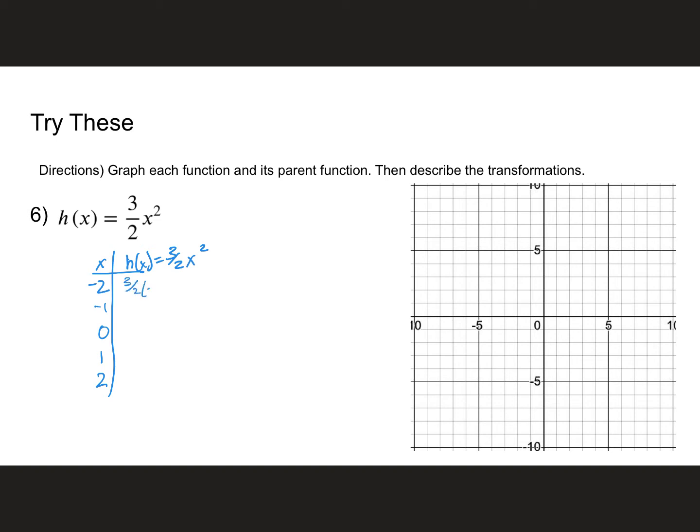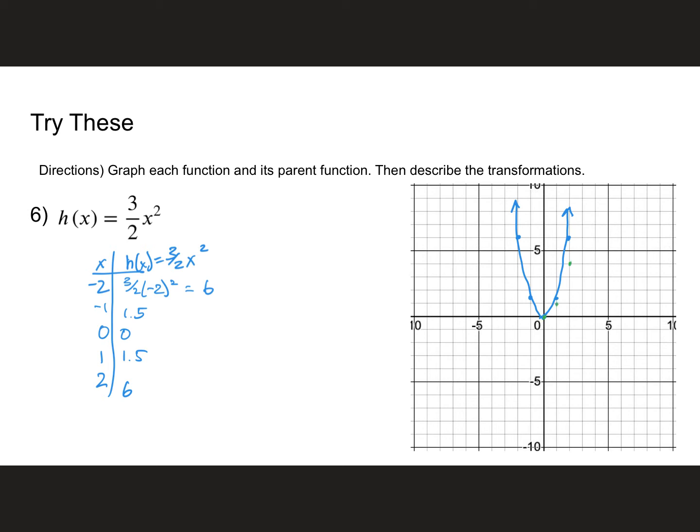So let's say we'll do 3 over 2 times negative 2 squared. I do that math, bust out my calculator. I get 6. I'll get 1.5, 0, 1.5, and 6. So I'll go out here and I'll plot these points. So negative 2, 6 is up here. I got negative 1, 1.5, 0, 0. I'll plot the other 2 points. Okay, and I will graph my line. Look, there it is. Now the parent function, what about the parent function? Well, let me plot those points right there.